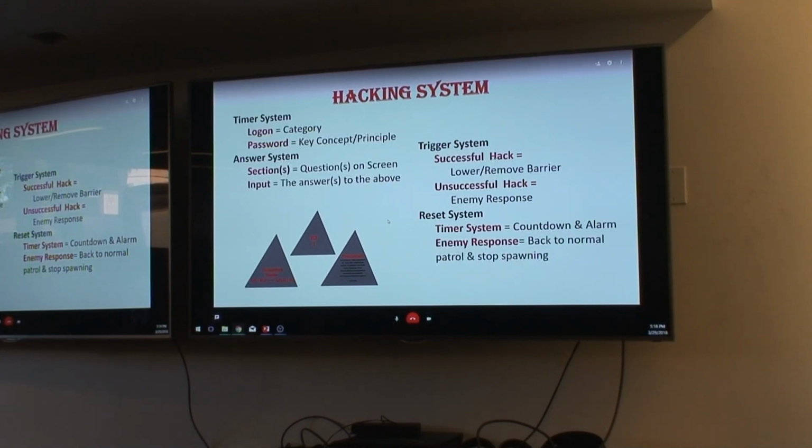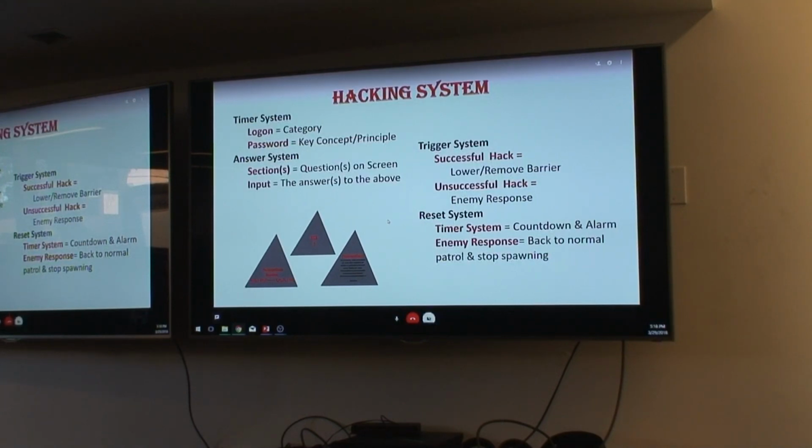If you get a successful hack, it will raise the barrier, open the door, etc., and allow you to proceed. With an unsuccessful hack, an enemy comes and drives you out of the area, and then you go back, review your notes, and try to do it again.